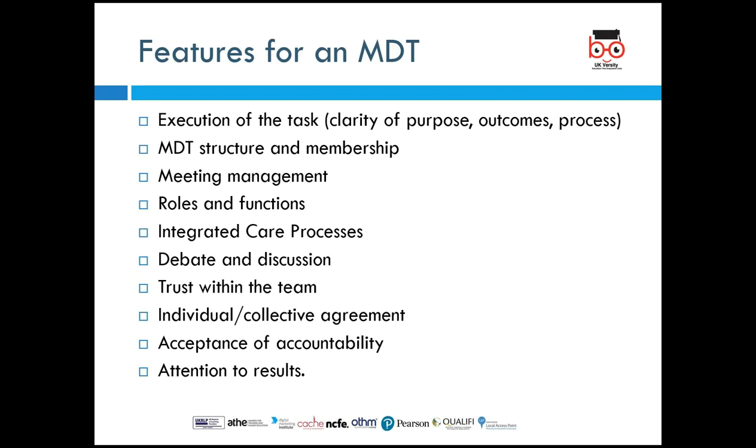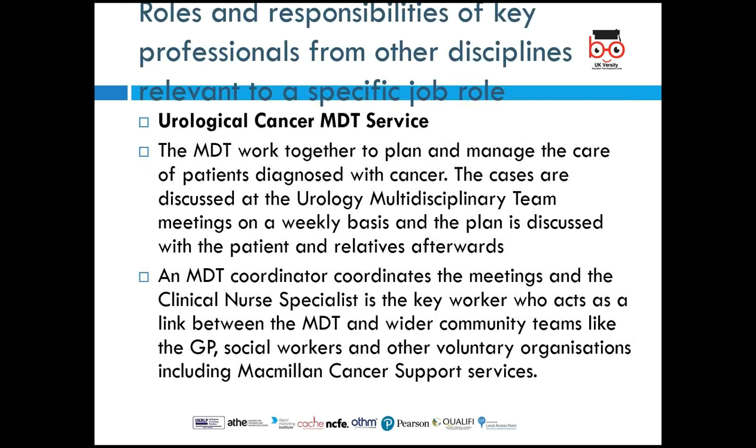And once that trust is built, what comes next is individual and collective agreement. Again, people must be accountable. So every single team member must accept accountability, all in order that they will be able to achieve results. So attention to results is also quite key.